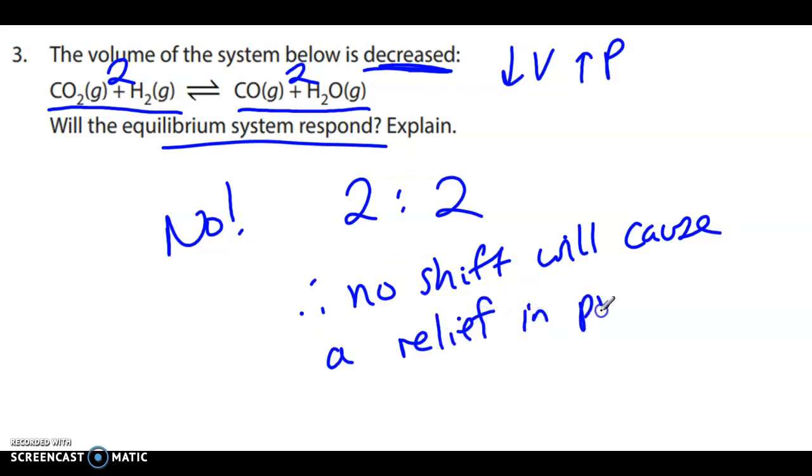Because remember, the whole purpose of this is if you're increasing the pressure, the equilibrium will shift to try and decrease that pressure increase. Decrease the pressure increase, funny. But anyways, you're trying to do the opposite, right? So if you're increasing pressure, it's going to want to decrease it. So if you have the same number of moles on either side, there's no shift that would be able to decrease the pressure of what was just done to it.